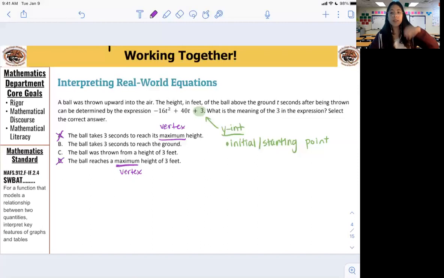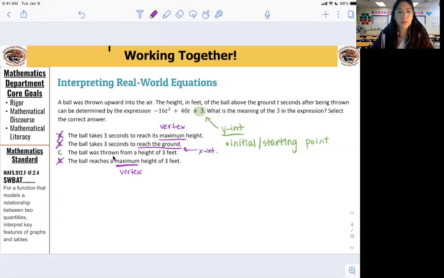Now, there's going to be one scenario, and we'll talk about it in a little bit, but there's only one time where the y-intercept is the same as the vertex. But it's not this case, and we'll talk about when that happens. Okay, then B, the ball takes 3 seconds to reach the ground. That means it was in the air for 3 seconds, but it's not talking about the starting point. When does it reach the ground? At what point? What is that point called on a graph? The x-intercept. So it's not that either.